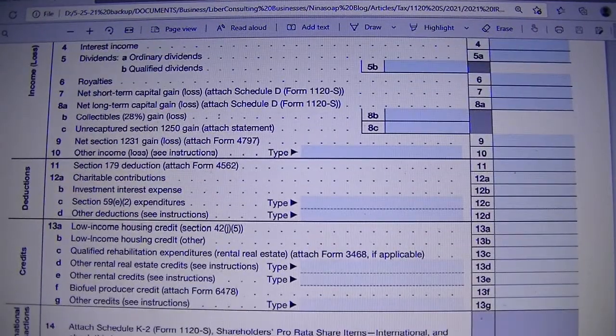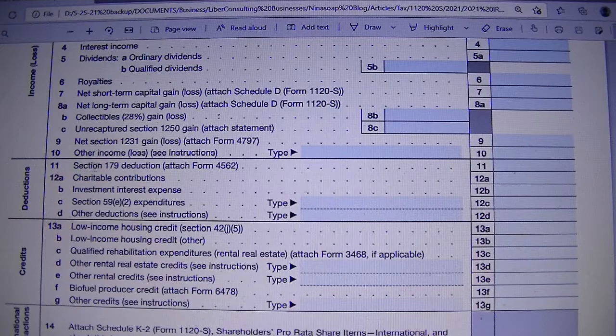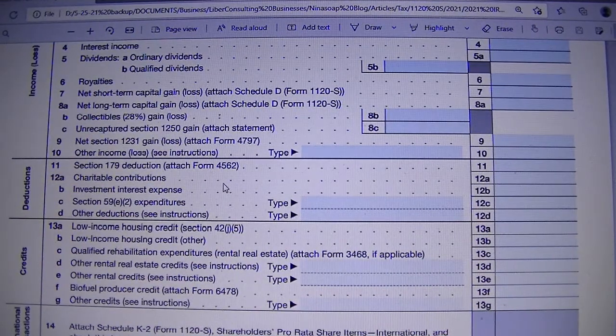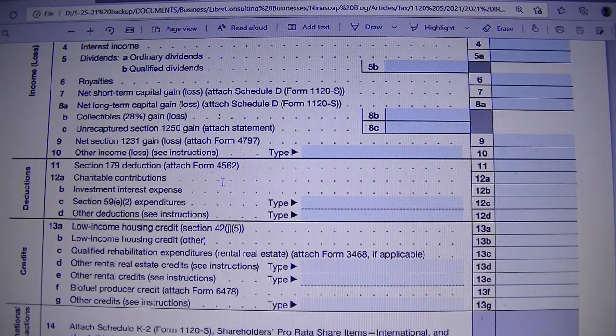Okay, and then we have deductions. If you claim section 179 deduction on your Form 4562, you won't include it in your depreciation amount on page 1. You have to keep it apart from your total depreciation deduction, and you'll put it on Schedule K on line 11, and that will flow to partners' K1s and their 1040.